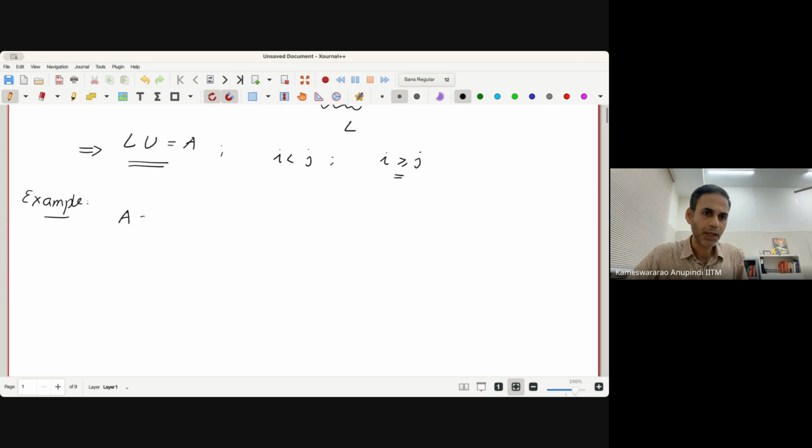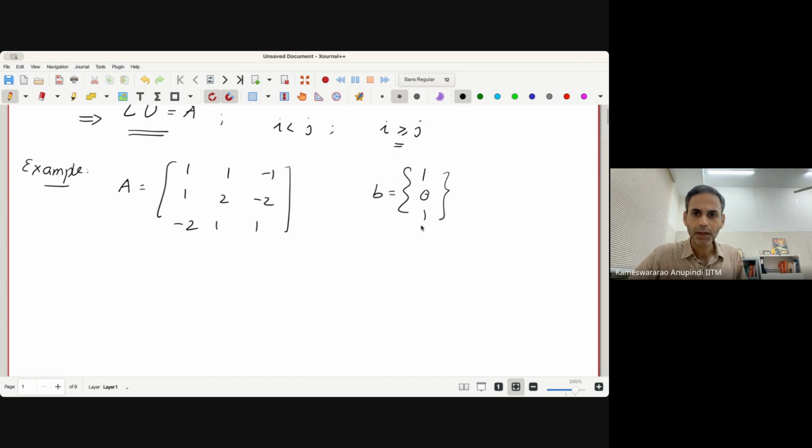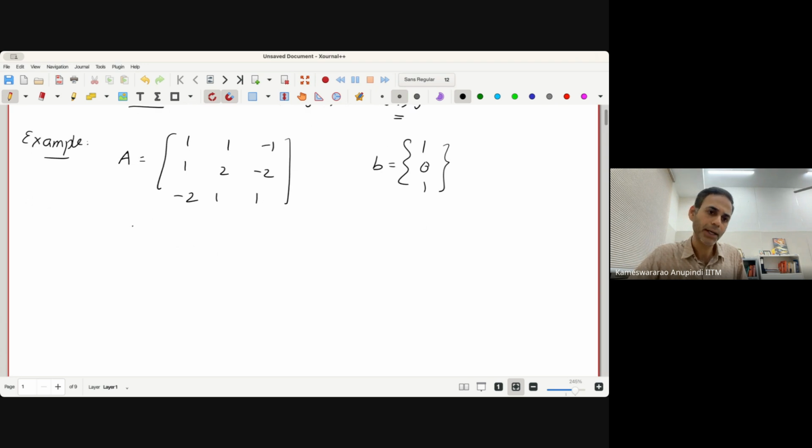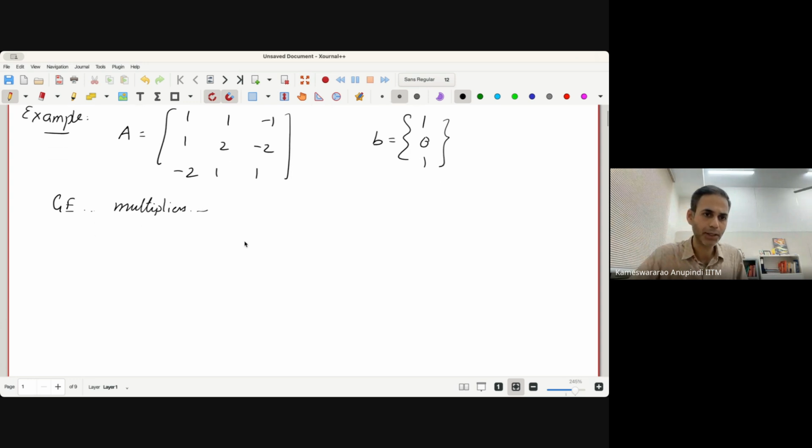We have matrix A given by 1 1 minus 1, and then 1 2 minus 2, and then minus 2 1 1. Okay, that is A. And the right hand side B vector is given by 1 0 1. Okay, that's what we are given. Then the idea is to perform Gaussian elimination, come up with the multipliers, and convert this to an upper triangular form, and then use those multipliers to form a lower triangular matrix, multiply L and U, and then see whether you're getting A or not. Okay, that is the idea.